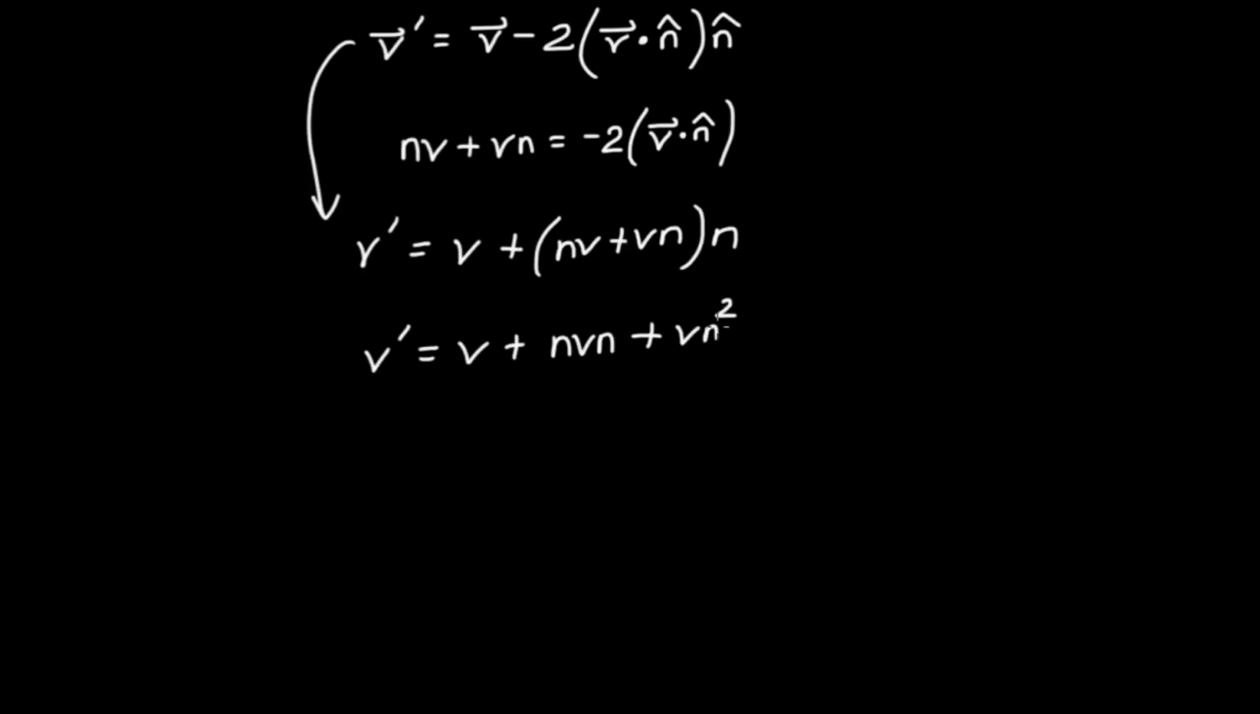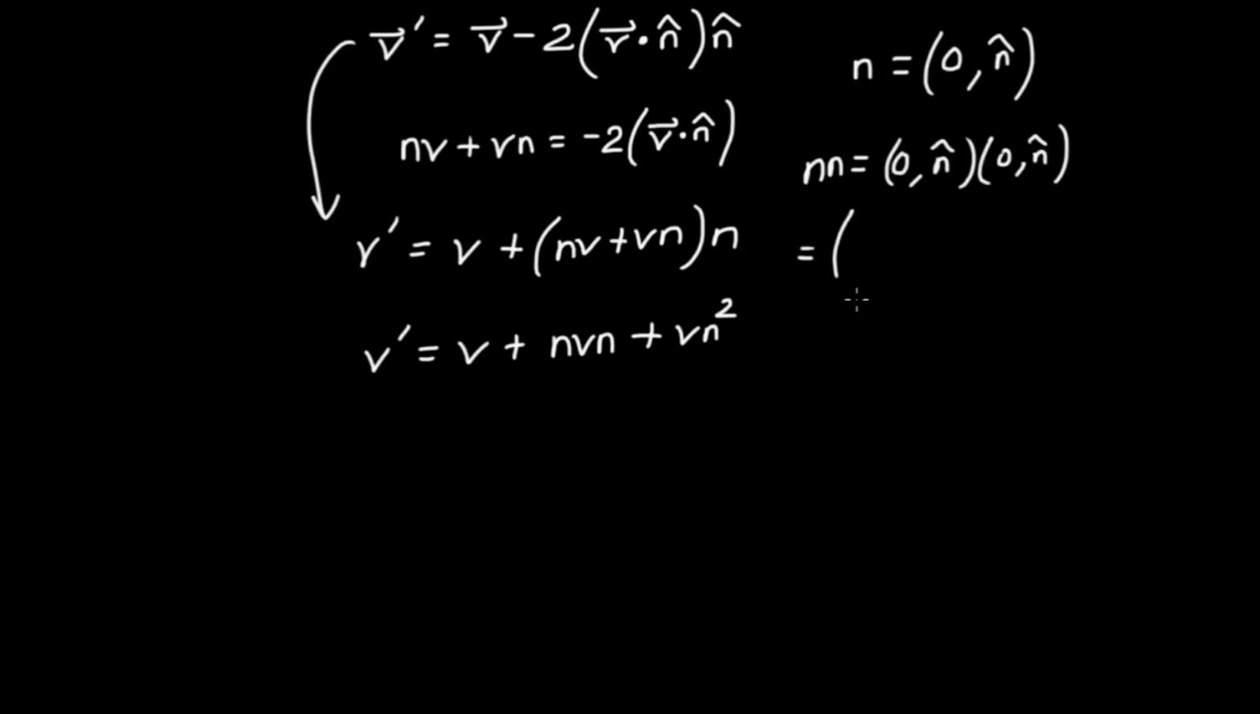Now, I claim that this quantity n squared is actually something pretty special. Let's return to the definition of n. That was just 0 in the scalar part and n hat in the vector part. Now I'm going to square n, multiplying n times n, which is 0 n hat times 0 n hat. Upon multiplying, my new scalar part is going to be 0 times 0 minus n dot n, so I just have minus n dot n. And the new vector part is 0 times n plus 0 times n plus n cross n, so I just have n cross n.